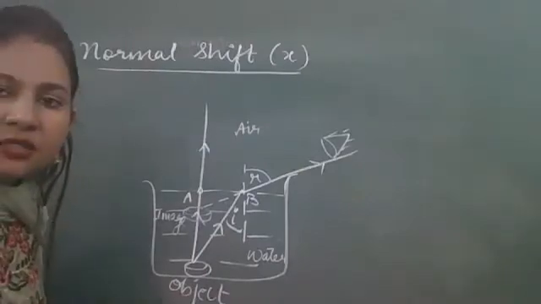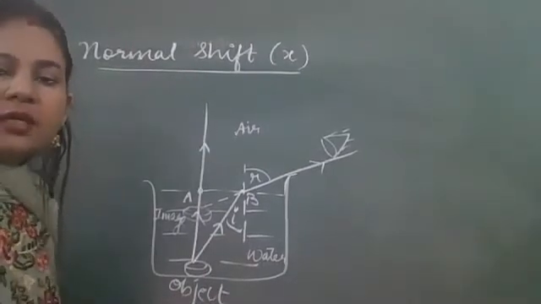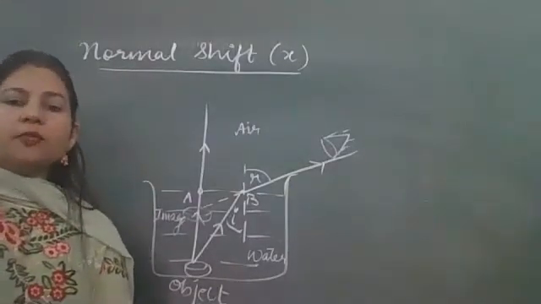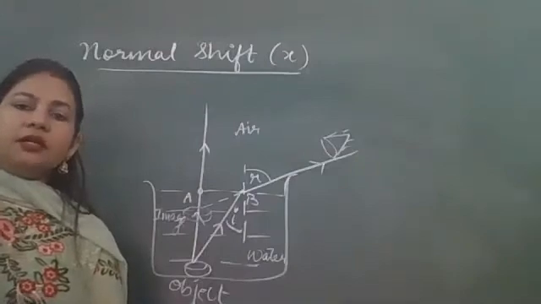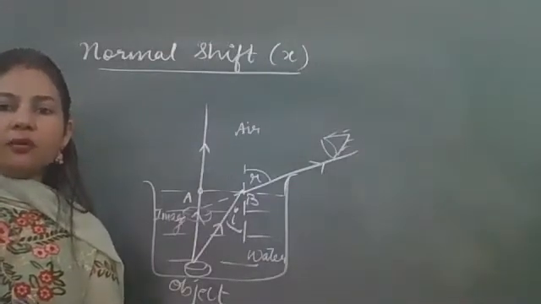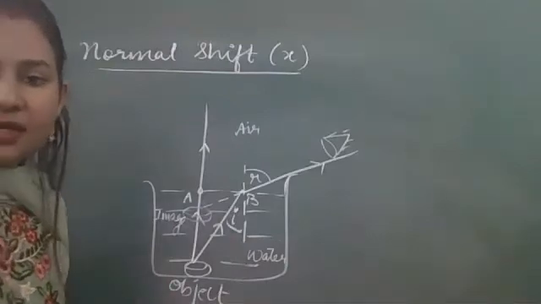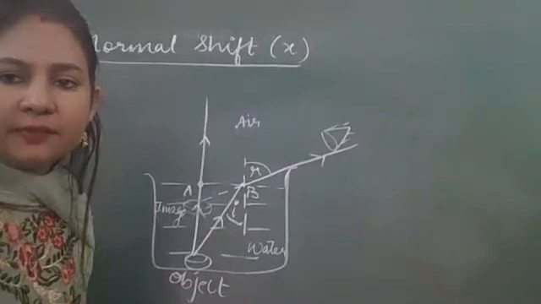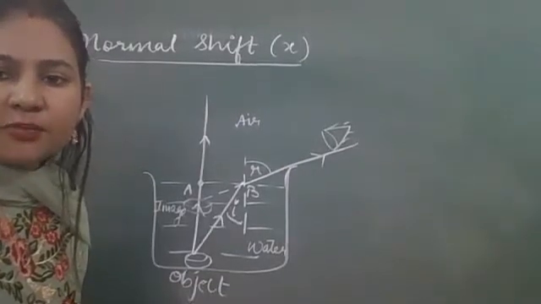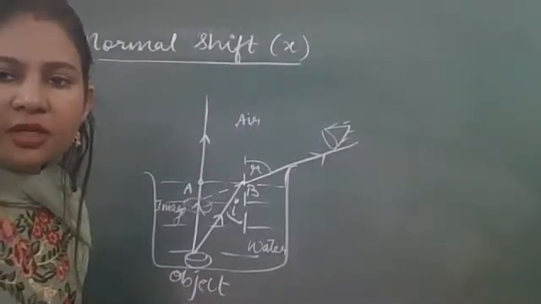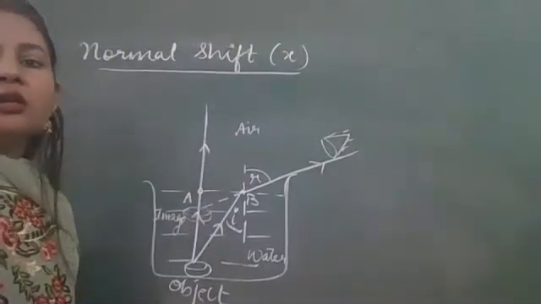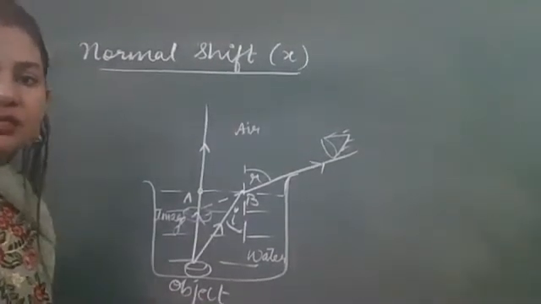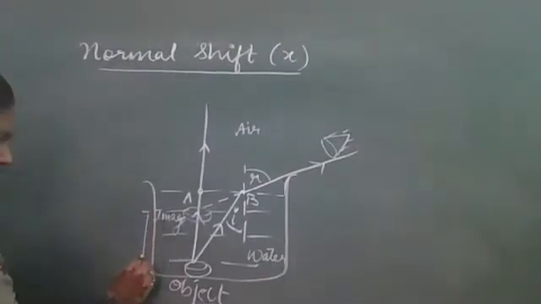It is the distance through which an object appears to be raised due to refraction of light. The distance through which an object appears to be raised because of refraction of light, that we call normal shift. It is denoted by symbol X. So this much is normal shift. This is X.